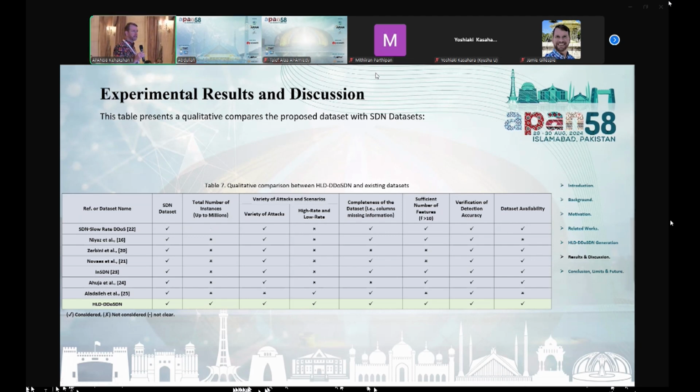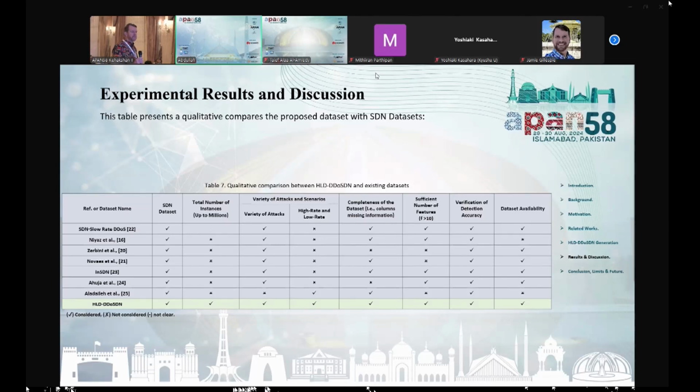Also based on the existing SDN datasets. As can be seen, some datasets have a small number of features, which is not enough for researchers to understand more about the network and the attack patterns. Some datasets have incomplete columns. Some focus just on standard or conventional DDoS attacks. Some have fewer instances, which is not sufficient for deep learning. All these limitations, so we came up with these criteria. Is it clear? Yes, thank you very much.